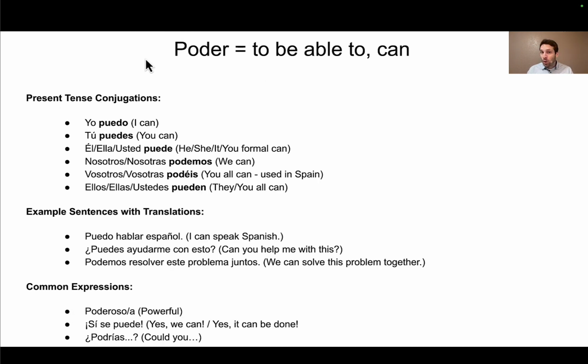And the next one is poder. This means to be able to or can. The way it's used, conjugations include puedo, puedes, puede, podemos, podéis, pueden. Example sentences. Puedo hablar español. ¿Puedes ayudarme con esto? Podemos resolver este problema juntos. Poderoso. Sí se puede. ¿Podrías?